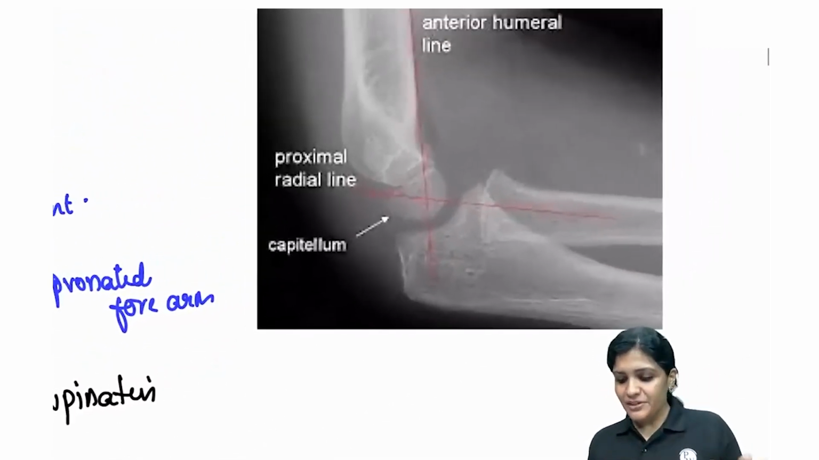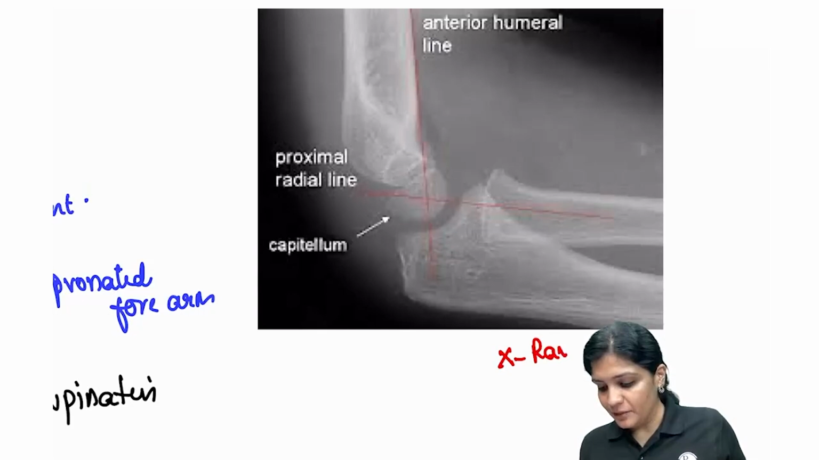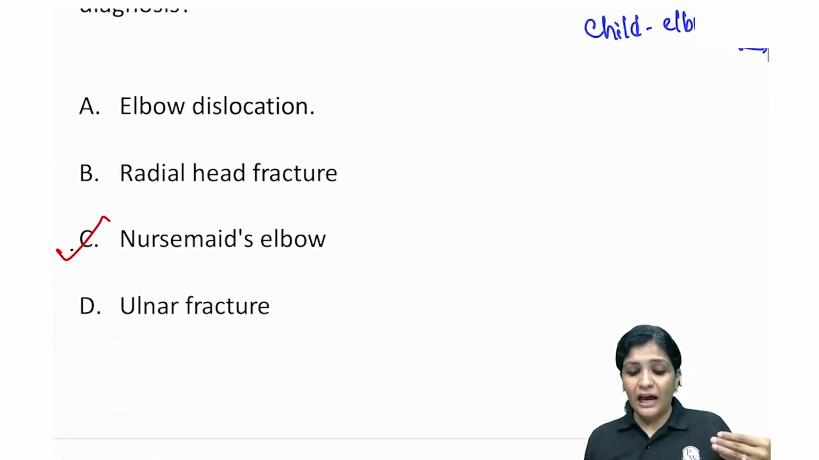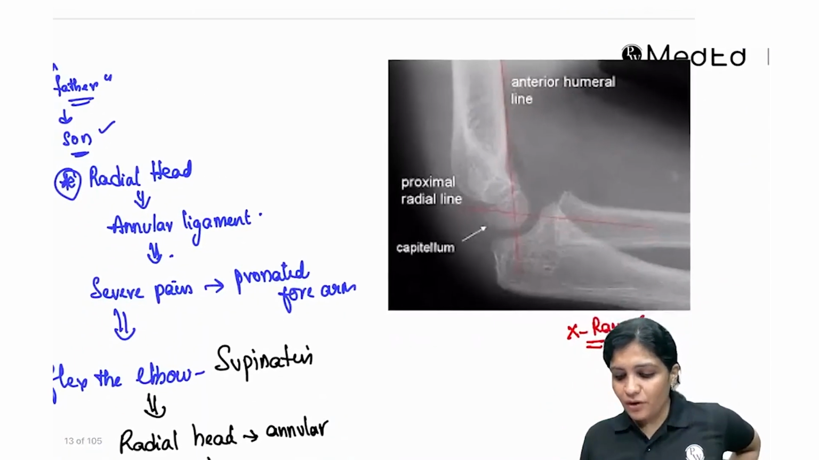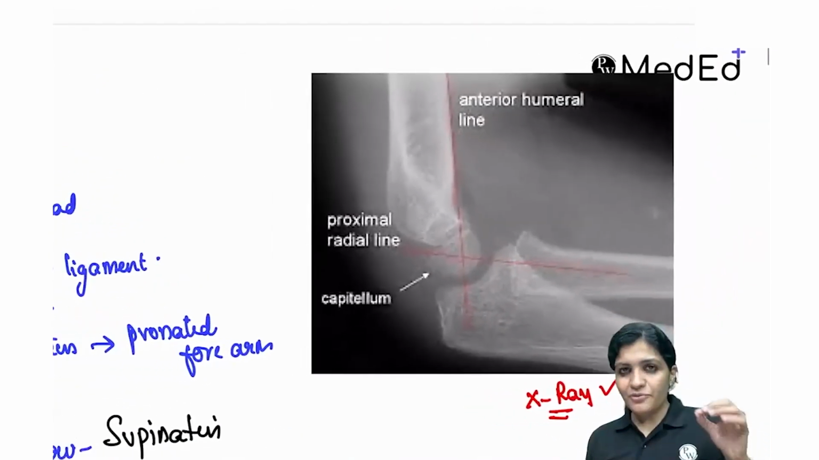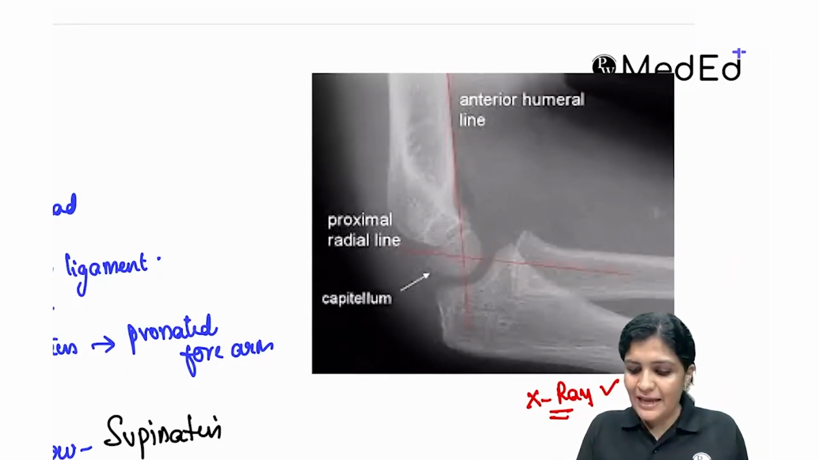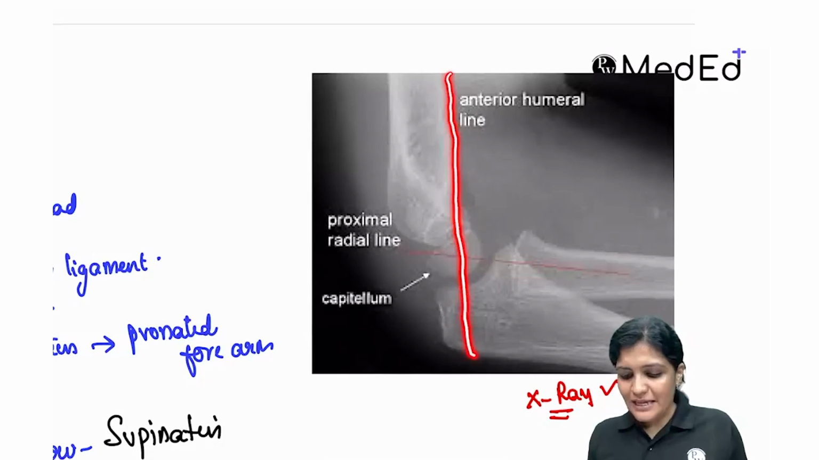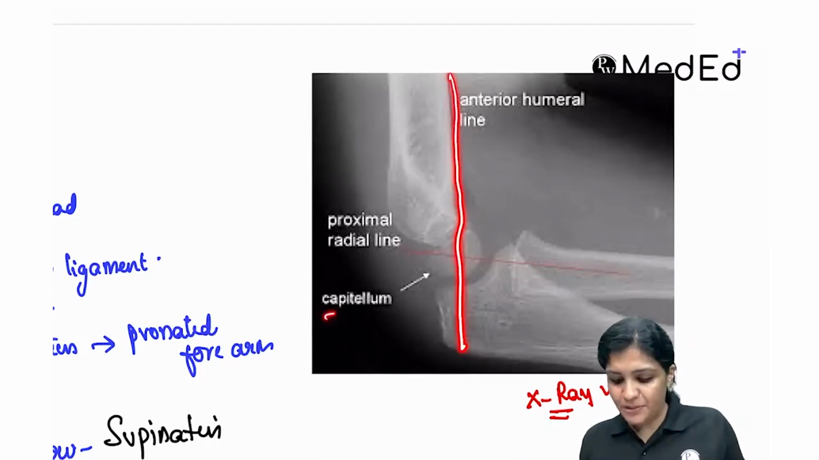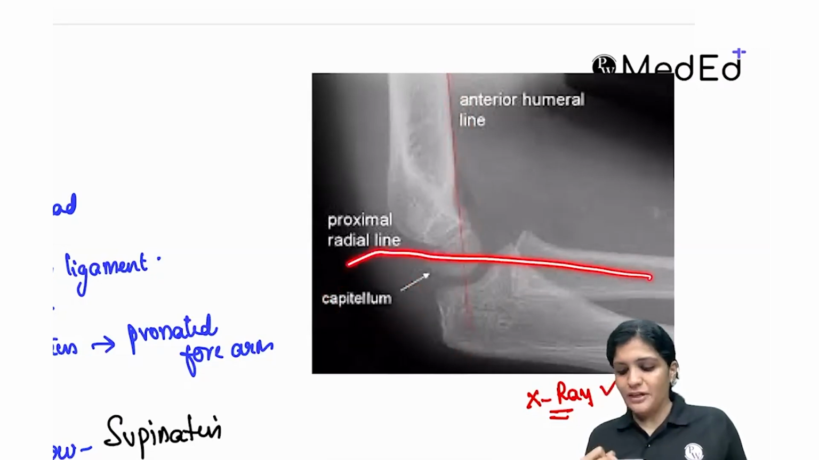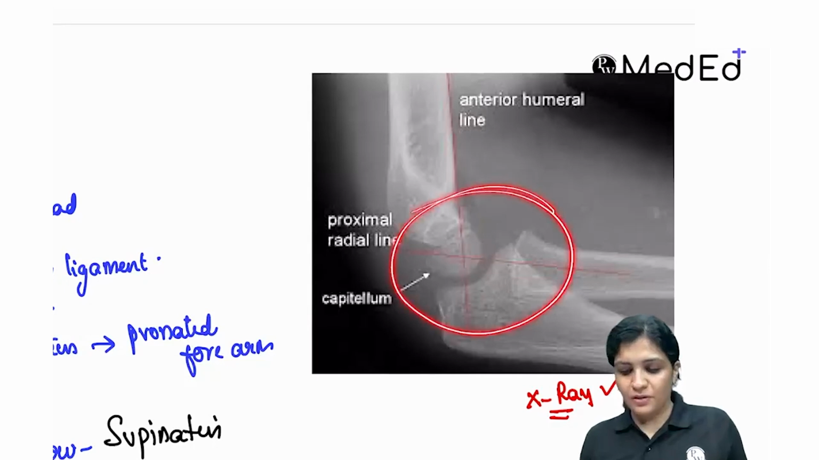So here I have put up this x-ray also, just to identify whether we are dealing only with the pulled elbow or anything else, as it could be an ulnar fracture, radial head fracture, or an elbow dislocation. So for that you have to always order an x-ray. What you have to actually see on the x-ray, the first important thing, is the anterior humeral line. Whenever this anterior humeral line is drawn, it should pass through the capitulum. So this is the capitulum, right? And the proximal radial line also should pass through the capitulum. This is a very important finding.